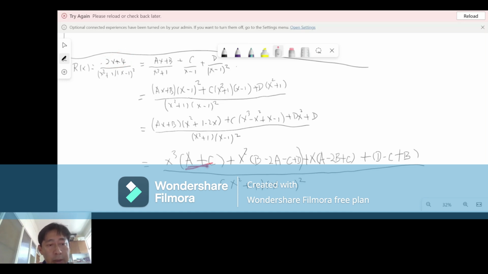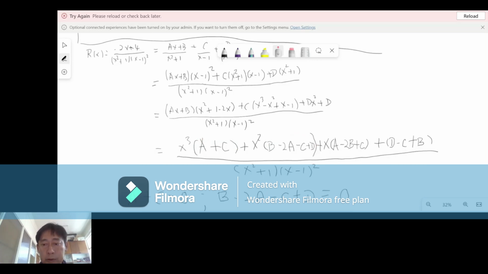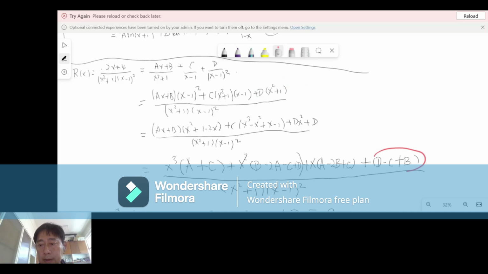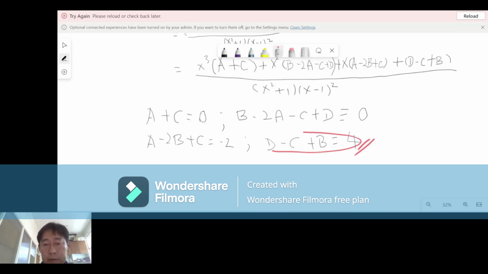There is no x power 3 term in the r function. There is no x squared term in the r function, but there is an x term in the r function and a constant term. Therefore, we can identify the coefficient to x power 3, the coefficient to x power 2 as 0. The coefficient to the x term is minus 2. So we have this. And the coefficient independent of x is minus 4. So we have this equation.